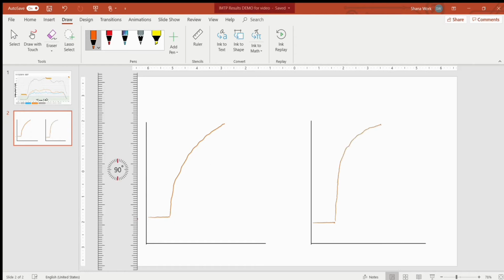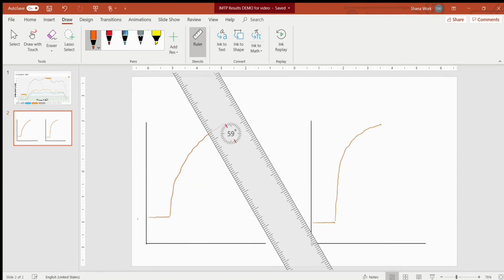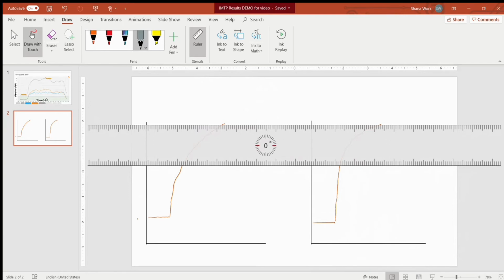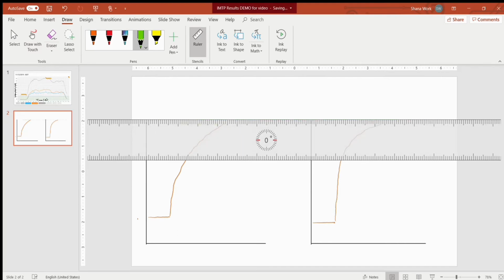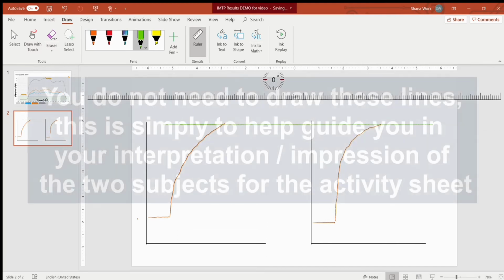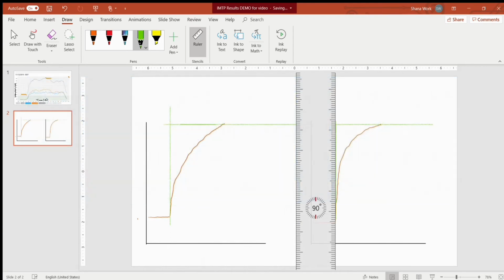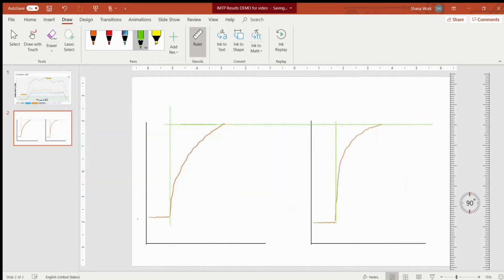So even though these two subjects, just to demonstrate, have a similar peak force, again, this is just for demonstration purposes. You do not need to do this on your activity sheet, but just so we can have this visual to compare. So we can easily say they have very similar peak forces here. What we're really looking for at this moment for our visual interpretation is how steep this line is. Okay, so we can see here, one of these lines is definitely more steep. Once more, steeper is much better.